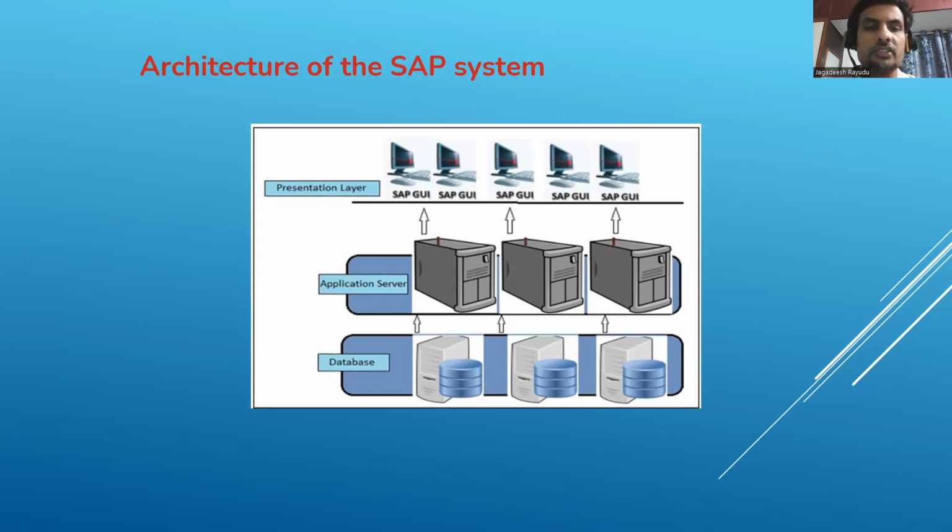It goes and saves it. Okay, this is all about architecture. Then you can understand that SAP system is like this. Now let's try to understand the landscape. This is the brief about how the architecture of the SAP system works. Let's go to the next slide.